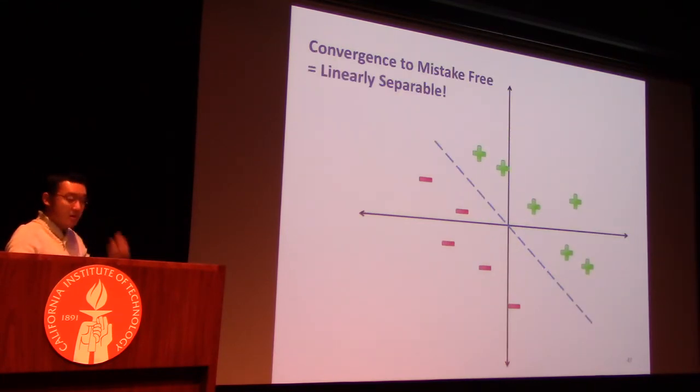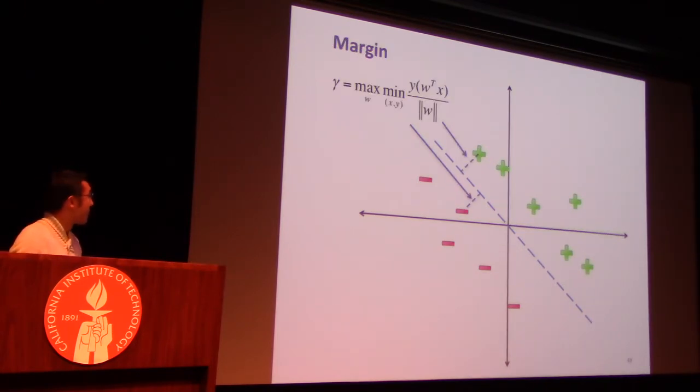So convergence to a mistake-free hyperplane implies the concept known as linearly separable. The training data is linearly separable if there exists a hyperplane that achieves 100% classification accuracy. And now we can talk about things like stability by introducing another concept called the margin.